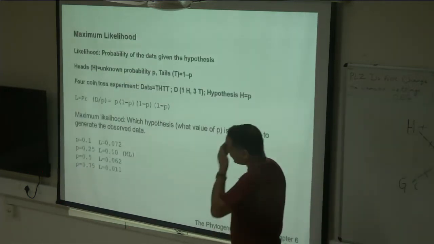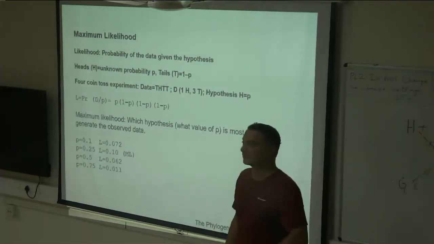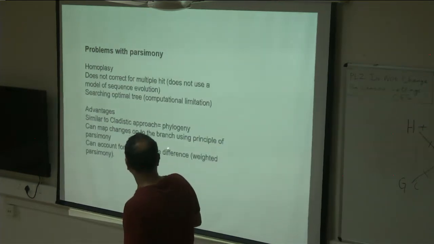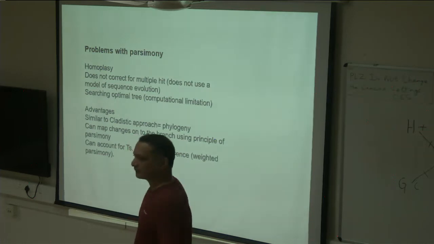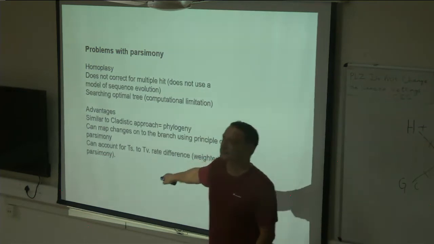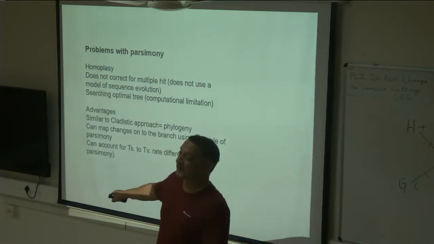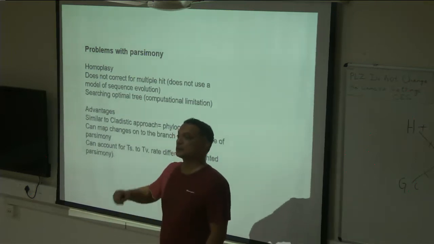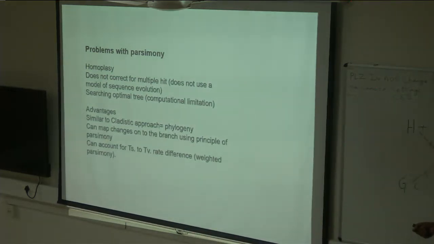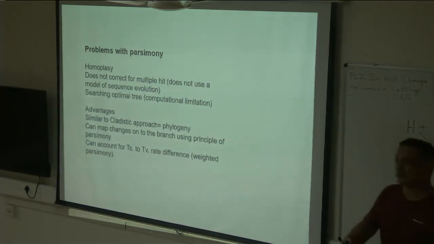Okay, any questions regarding parsimony? On the previous slide, it takes into account transitions and transversions. So it means somewhere, it is. You can. So in mitochondrial DNA, for example, transitions occur 8 to 10 times more often than transversions. So you can weigh transversions 8 times higher because they are rarer.